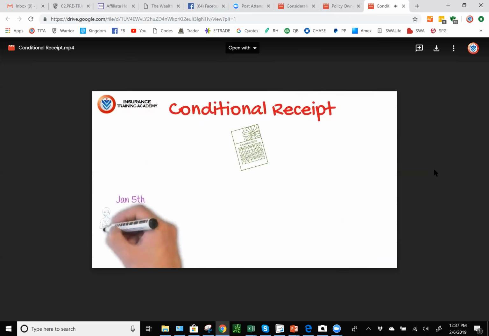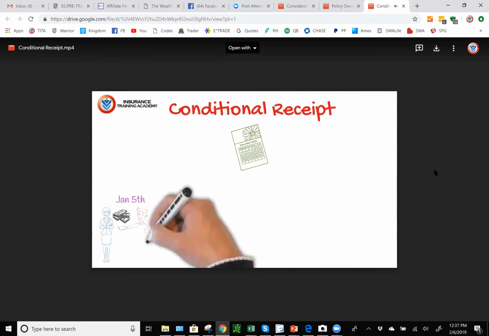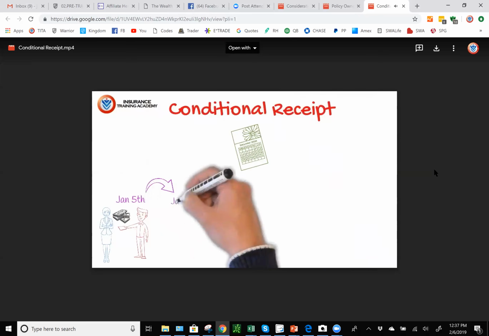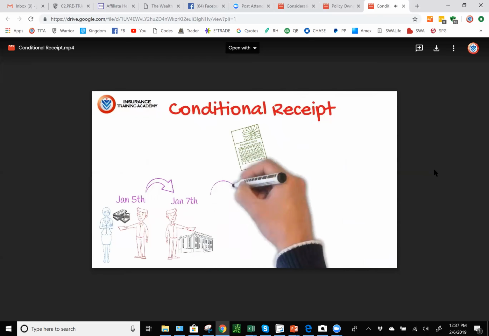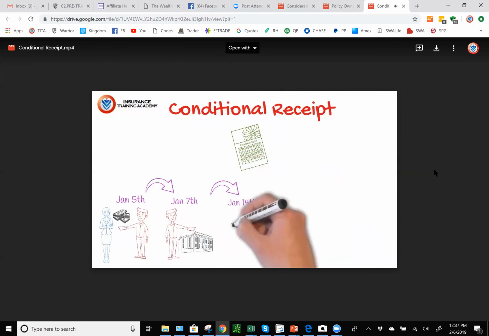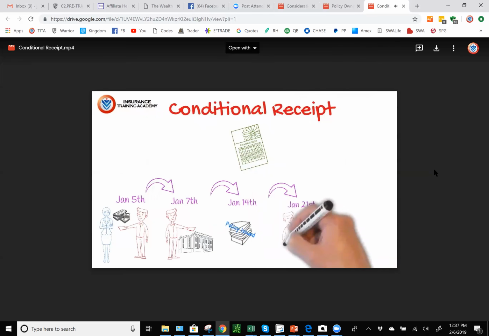Jane completed her application on January 5th and paid her initial premium. Bob gave her a conditional receipt. 2 days later, Bob turned the application into the insurance company. A week later, they issued her policy. A week later, Bob delivers her policy. Now, what is the effective date of coverage?